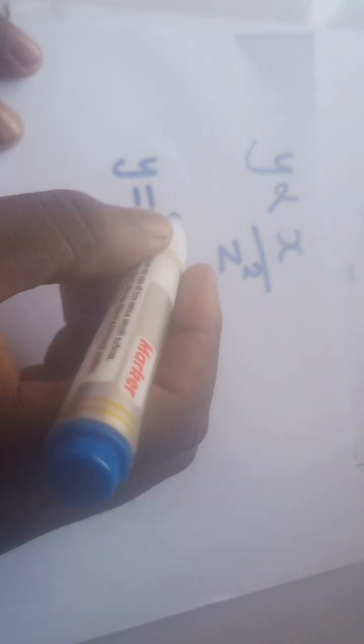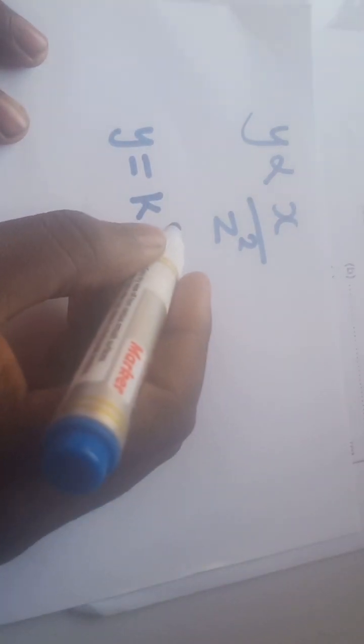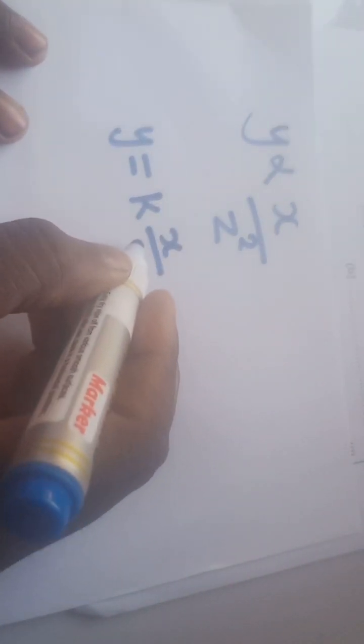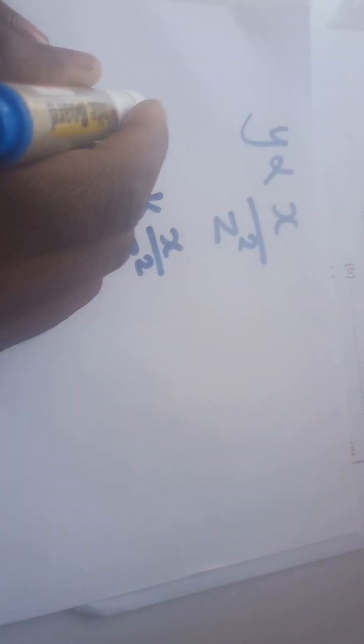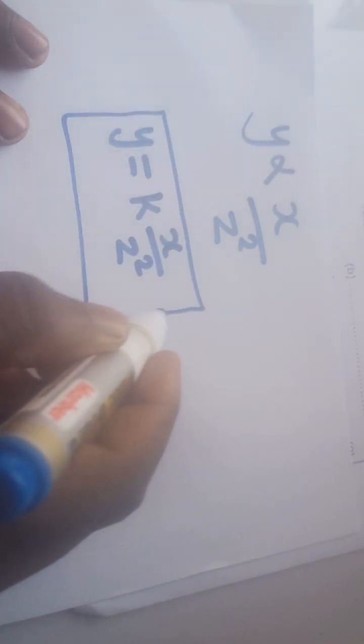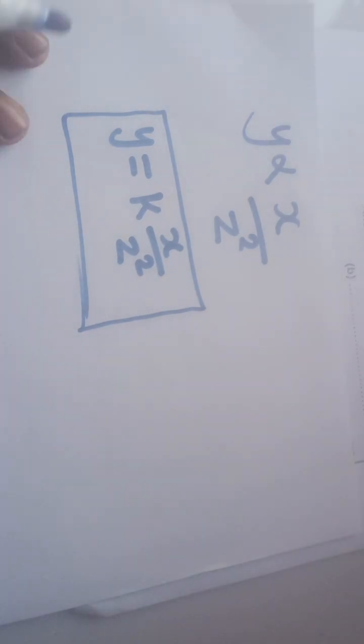After this, on the second step, you say y, and the variation symbol is replaced by an equal sign. Then you introduce k, which is the constant. So it will be y equals k times x over z squared. This is now the formula that we'll use to answer the questions. So you have to be careful with the statement, because that's where you get your formula. So let's go now to the question.